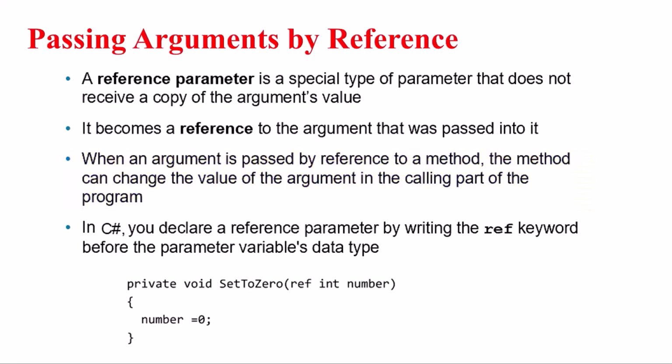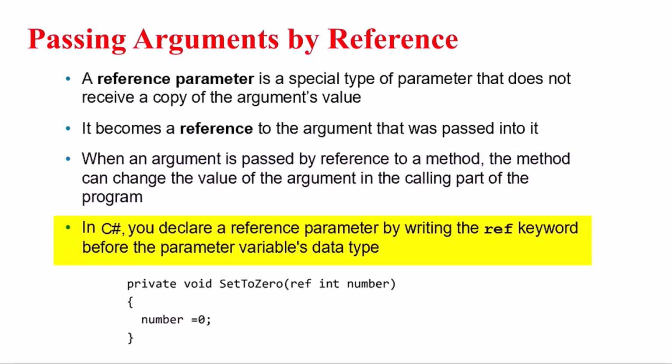Whoa, okay, so the part that's calling it has a value sitting inside the variable. And you send it to the method. You're not actually sending it, you're sending the keys to it. Or you're giving permission for the method to change the value of the data inside the variable that you're dealing with. Whoa, okay, we've got to really see this. When an argument is passed by reference to a method, the method can change the value of the argument in the calling part of the program.